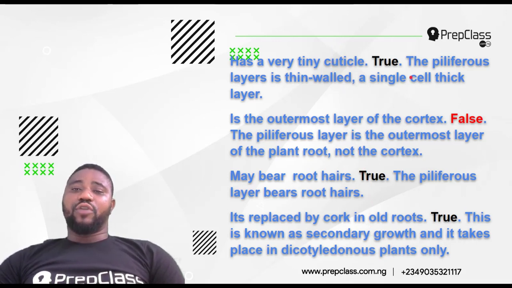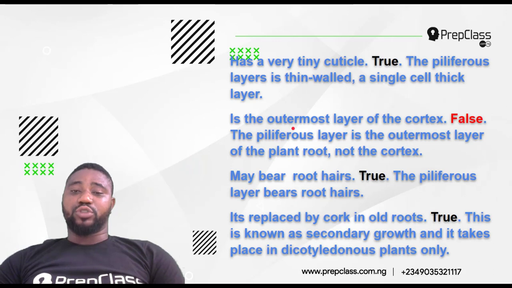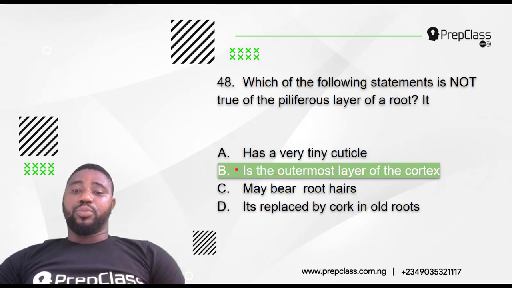So the question said, which of the following statements is not true of the piliferous layer of roots, and the correct answer is option B, the outermost layer of the cortex. I said it's false. The piliferous layer is actually the outermost layer of the roots. So B is the correct answer. It is the outermost layer of the cortex? That is wrong. That is not true.